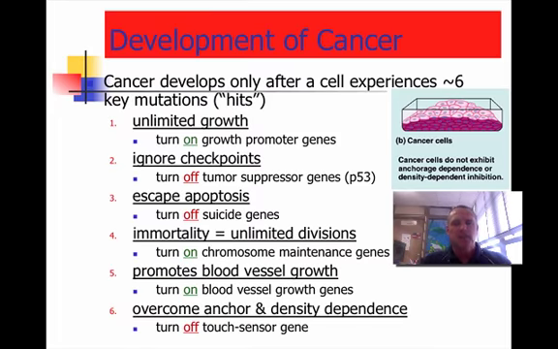Now, if you talk about cancer in particular, there are 6 things that have to happen for cancer to occur. It's kind of crazy, about 6 things. You have to have unlimited growth, usually caused by cutting on a promoter gene. You have to ignore the checkpoint, so you cut off like the p53 gene. You got to escape apoptosis, which is the suicide gene, so you got to cut it off. You have immortality. You have unlimited cell divisions, so you have to cut on a chromosome maintenance gene to make it divide over and over again.